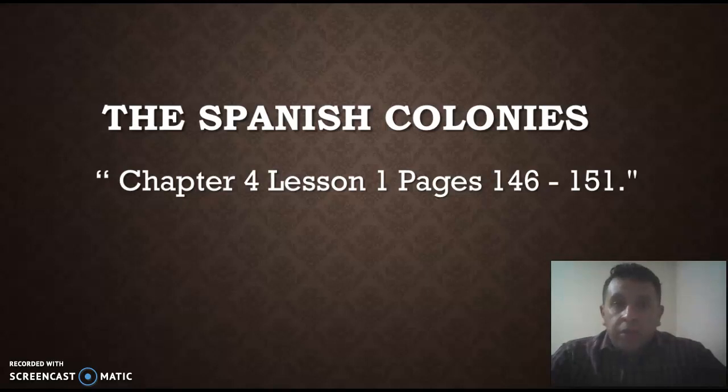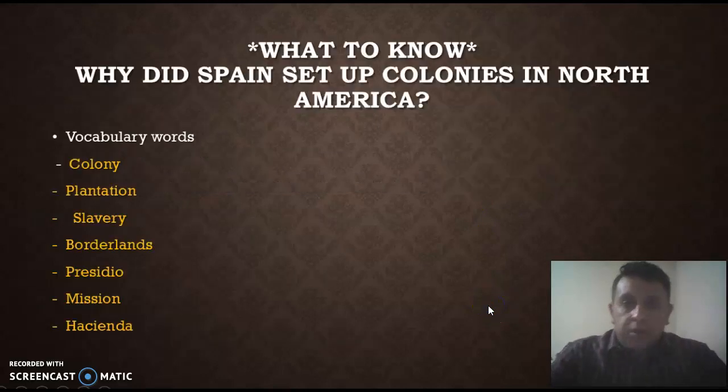Pretty much, today what we need to look for is to learn the Spanish colonies. This is chapter 4, lesson 1 in your social studies book. It'll cover pages 146 to 151, as you can see right here. Okay? All right, so we're going to start with the first slide. What do we need to understand and know in this lesson is why did Spain set up colonies in North America? What reasons did they have to start building these colonies, these new settlements, okay?